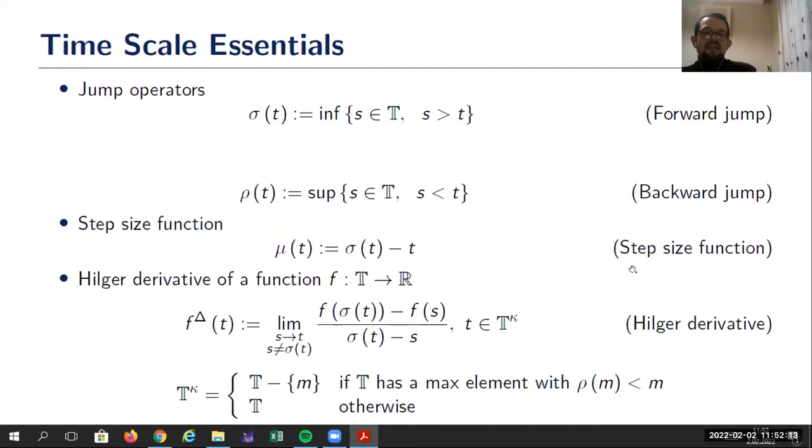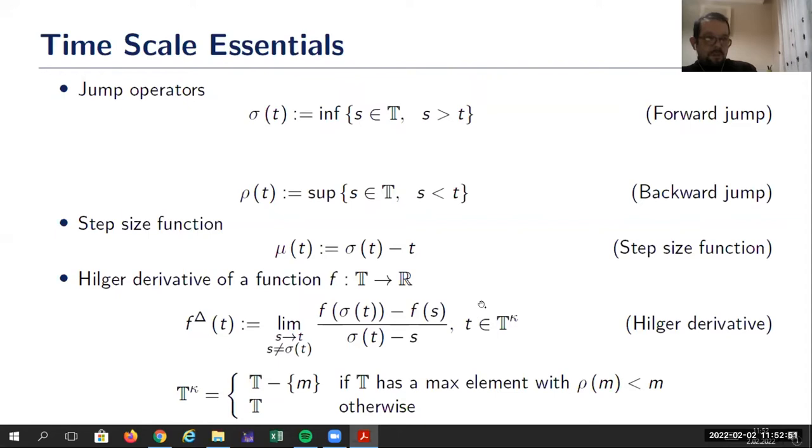So these are the tools for time scale calculus: forward jump, backward jump, step size, and the Hilger derivative. We can understand it as the generalized derivative. If sigma t is t, it turns into the usual derivative. If sigma t is t plus one, then it turns into the forward difference, and so on.